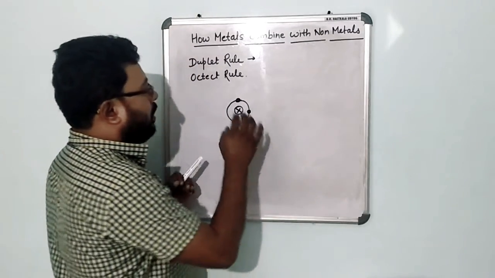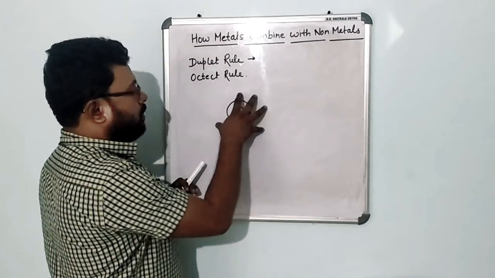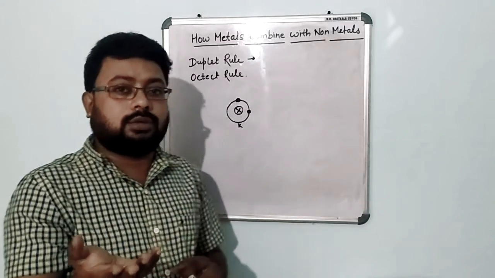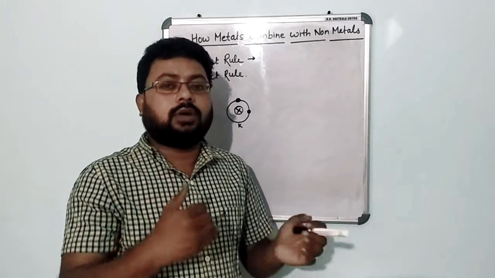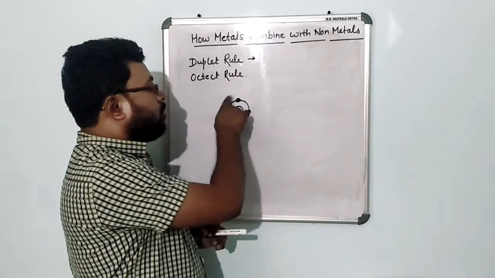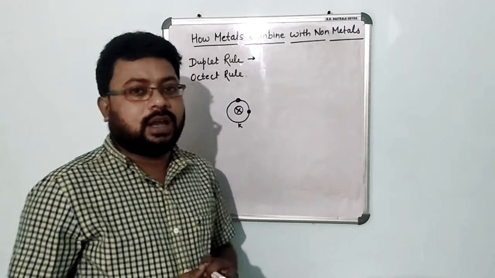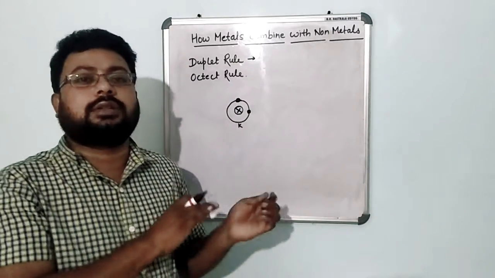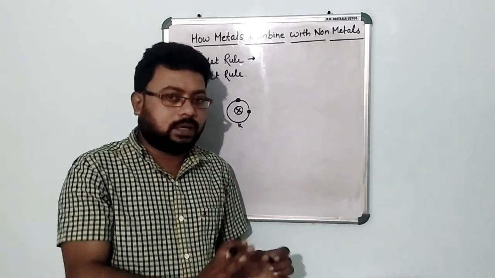I'm talking about only one shell, and it cannot have more than two electrons either. According to the Bohr-Bury scheme, you cannot have more than two electrons in the first shell of any atom, and two electrons are necessary for that particular atom to become stable.